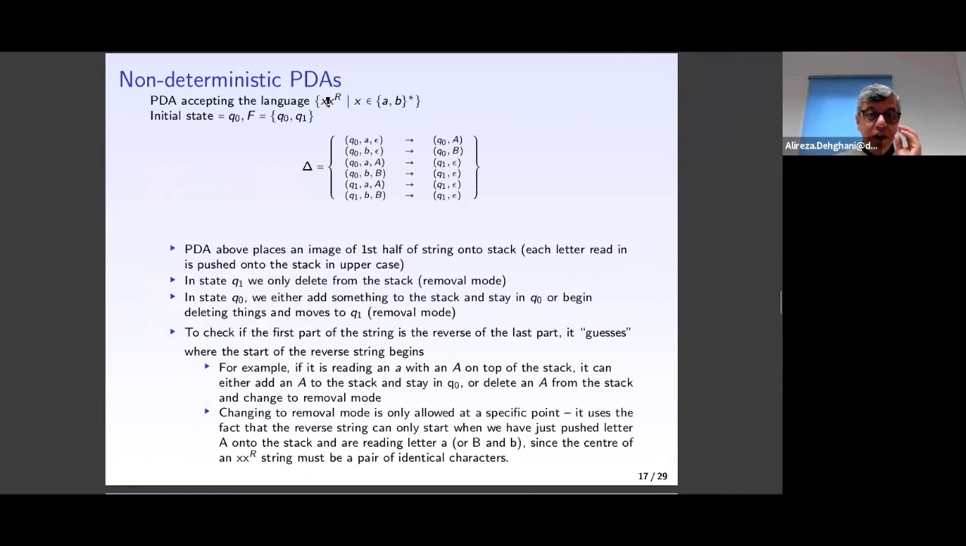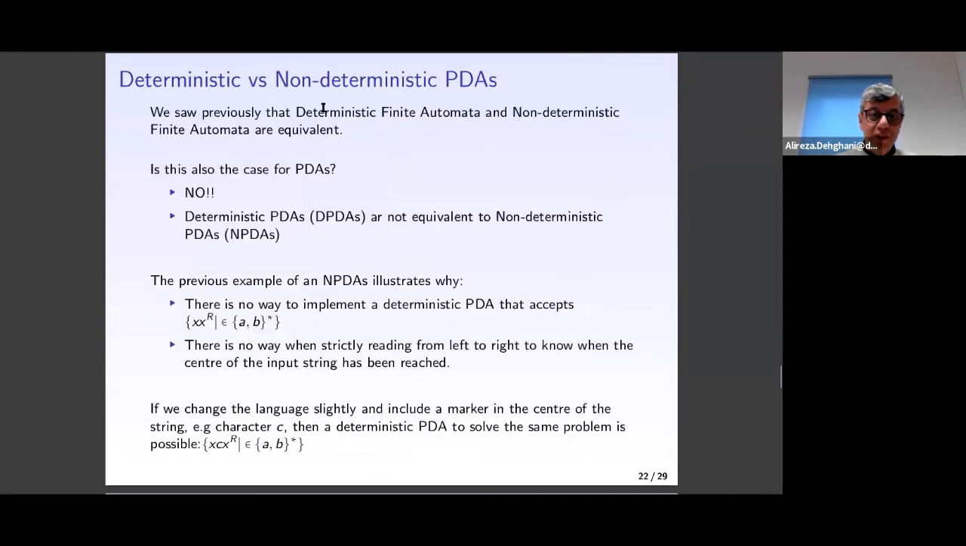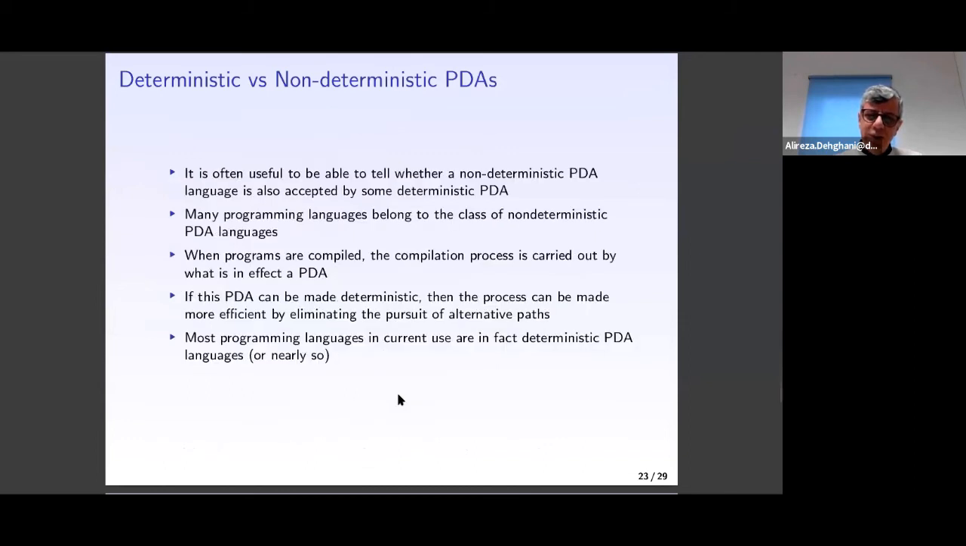So that's the reason why a deterministic one doesn't work for it. If I want to have a deterministic rule for that, I need to add a specific character in here to say, okay, that's the specific point where I finished the first half, and then I move to the second part. If we change the language slightly and indicate a marker in the center of the string, character C, then a deterministic PDA to solve the same problem is possible. Work on this string to see if you can find a deterministic PDA that can accept this language.